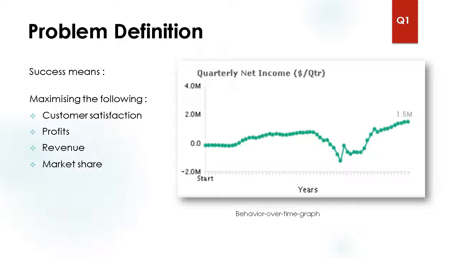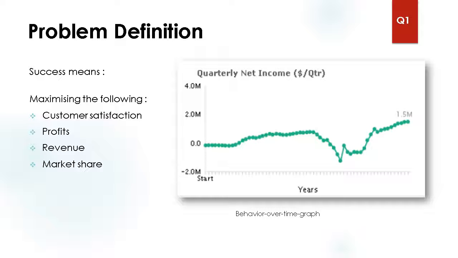The problem definition. Given our core variable as quarterly net income, our team decided that success means maximizing 4 specific variables. As you can see in the slide: customer satisfaction, profits, revenue, and market share. We feel that these are the variables that specifically affect the quarterly net income.